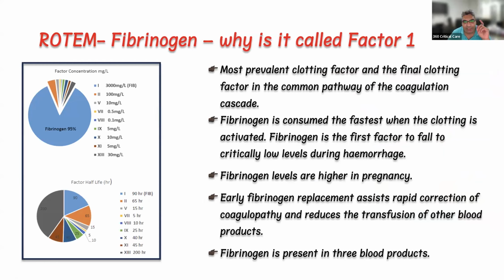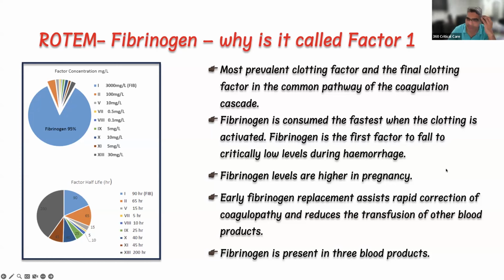Interestingly, fibrinogen is consumed the fastest when the clot is activated. So fibrinogen is the first factor to become critically low in a patient who is bleeding or hemorrhaging, because the body uses up the fibrinogen, and the first factor that decreases in such a situation is your fibrinogen.